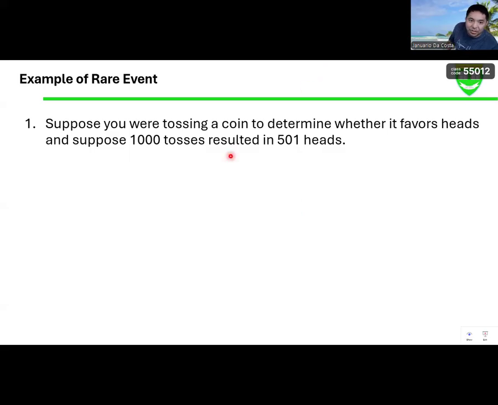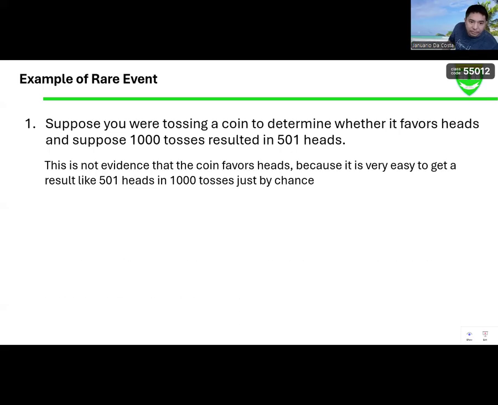Because this occurrence of getting 501 heads is just a random occurrence. It does not mean that our coin favors heads. No. This is not evident that the coin favors heads, because it is very easy to get results like 501 heads out of 1,000 tosses by chance.